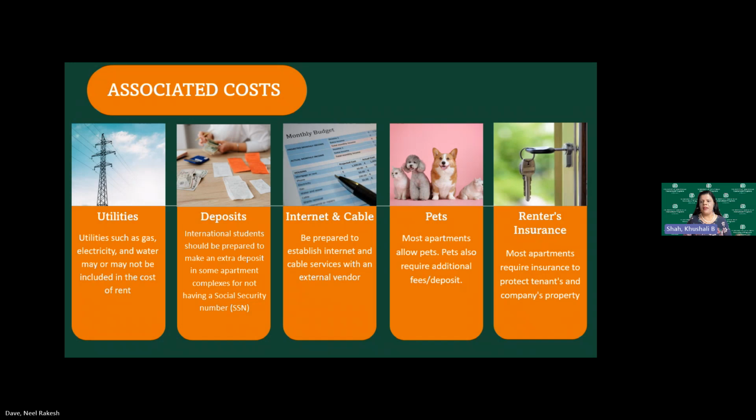With electricity, Texas is a deregulated state when it comes to electricity. What does that mean? Unlike other states where there is only one electricity provider, Texas has multiple electricity providers. So you get to choose from a list of electricity providers. We'll be sharing that list at the end during the Q&A. And we cannot make recommendations on which one you should go to. But you have the option to choose from. You can ask former students. You can also do your own research online.